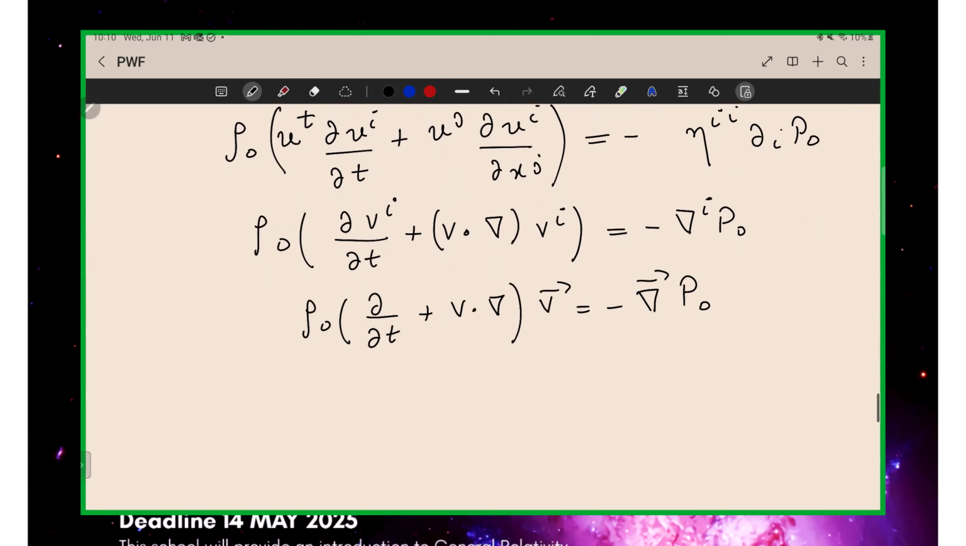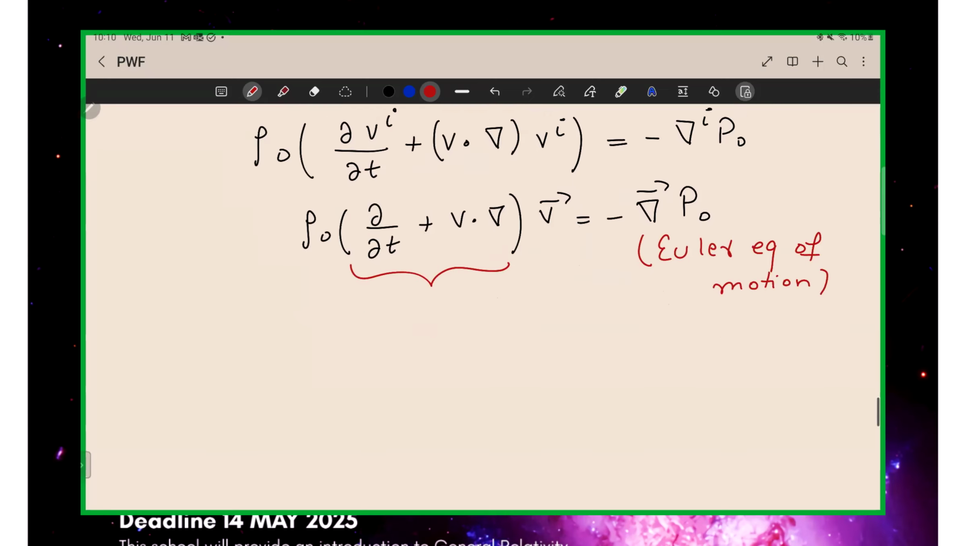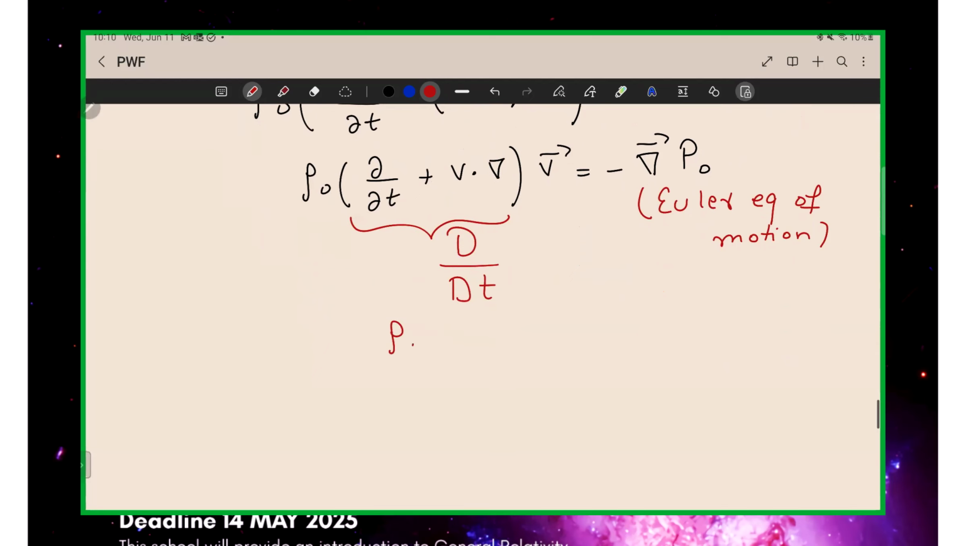Now, I don't know if you have seen this equation before, but if you have learned fluid dynamics, this equation is sometimes referred to as the Euler equation of motion. So this comes from fluid dynamics. This combination that you're seeing here is sometimes referred to as the convective derivative, and it is also written like this, capital D over capital D. So you can write down this equation as this.